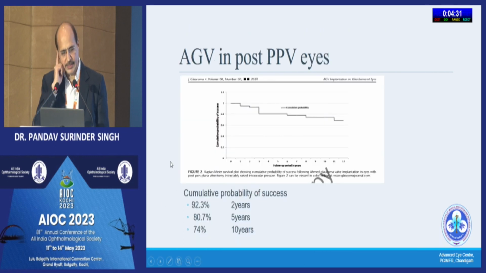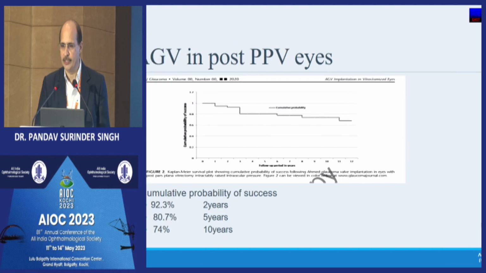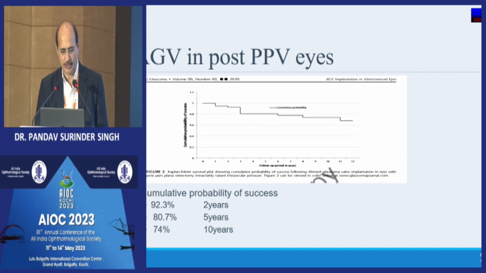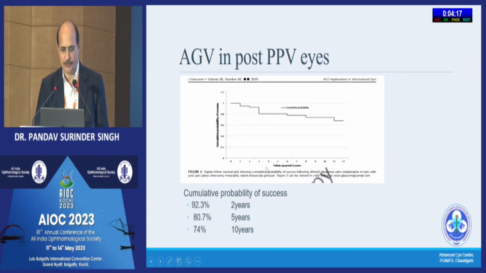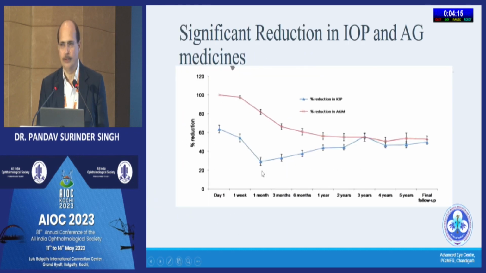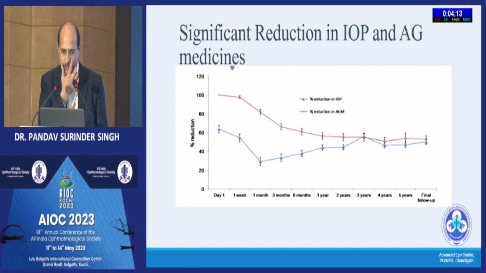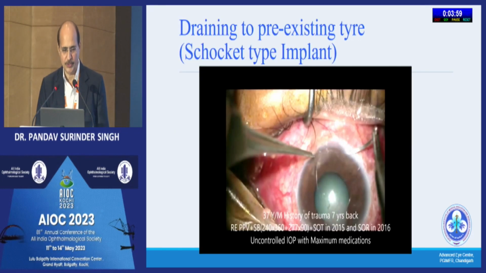As you can see, the AGB in post-PV eyes does well. Most of the cases were AGB, but we also have a few others as well. You can see the cumulative probability is almost over 90%, which is a very encouraging figure. If you look at the IOP reduction and the reduction in anti-glaucoma medicines, both are significantly reduced from the pre-operative situation. So in complex situations like this, tubes are really helpful.